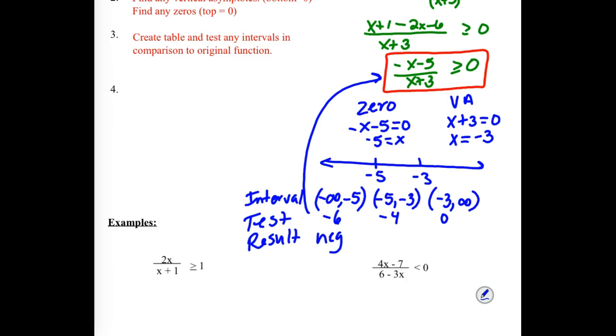Okay. We put a -4 in. Negative times -4 becomes positive 4. 4 minus 5 is negative. Top is negative. Denominator, -4 plus 3. Still negative. What's a negative divided by a negative? Okay. Putting in 0. Numerator, we end up with -5. Denominator, we end up with a 3. Negative divided by positive is negative.